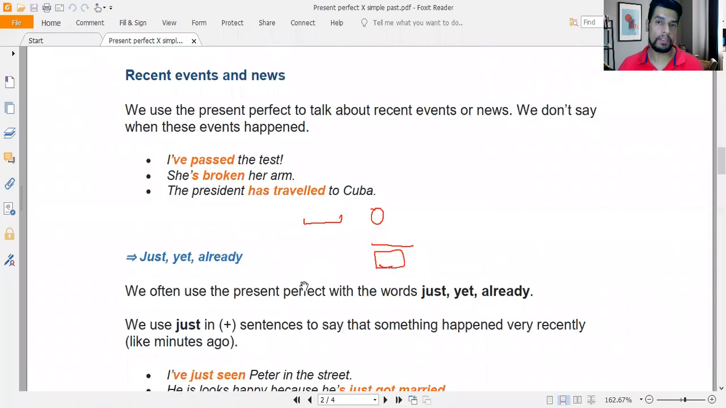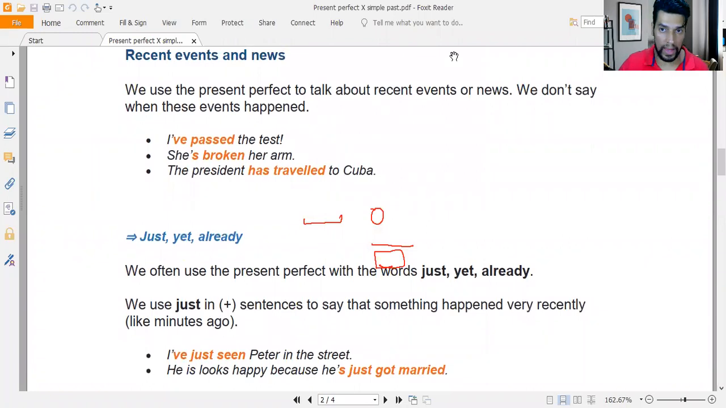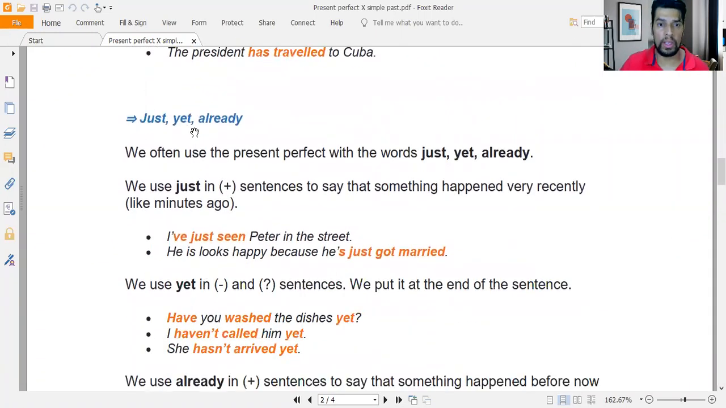Next one. We have some explanations here. Recent events and news. We use the present perfect to talk about recent events or news. We don't say when these events happened. I've passed the test. When? No, I didn't say. I just said, I've passed the test. She's broken her arm. The president has traveled to Cuba. So you don't say when. You are emphasizing the action. Just, yet, already, as we saw before.